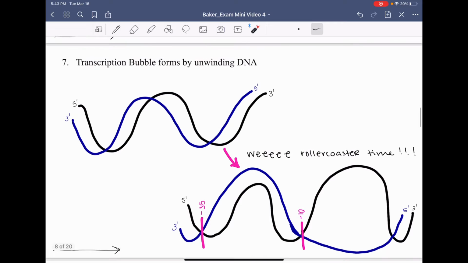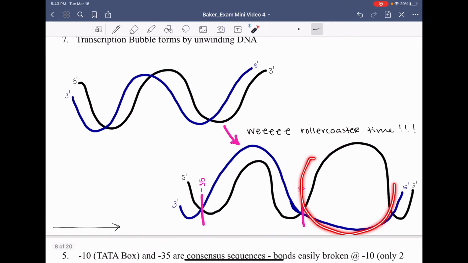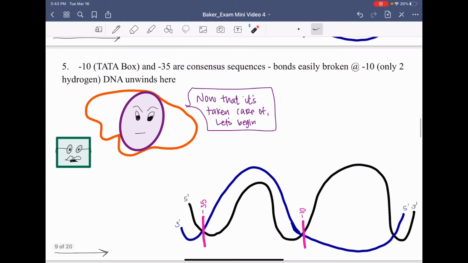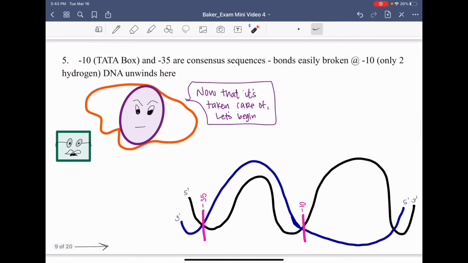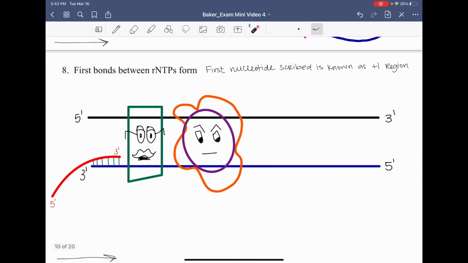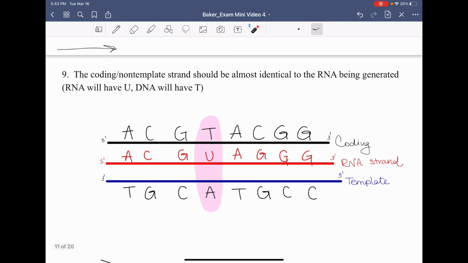Our transcription bubble is going to have to form by unwinding the DNA. It's going to look something like this. Our Tau box is relatively easy to break because it has TA bonds, which we know have 2 hydrogen bonds, and our CG have 3, so it's easier to break those. We're going to do a couple of bonds with both the holoenzyme and the RNA polymerase, and this is going to be known as our +1 region.